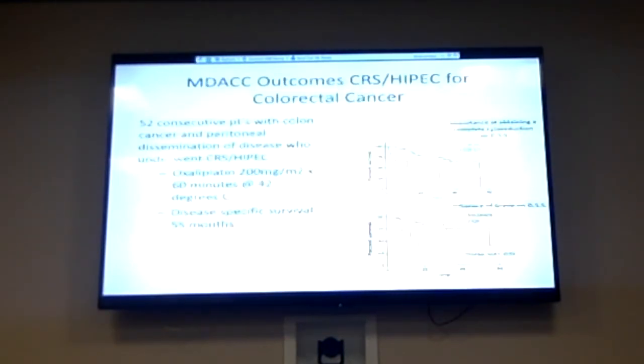Skip that. So here's our data from MD Anderson using CRS HIPEC for colorectal cancer. 52 consecutive patients with colon cancer and peritoneal dissemination of disease who underwent CRS and HIPEC used oxaliplatin for 60 minutes, and we looked at disease-specific survival and saw that overall it was about 55 months. And you can see here that if you get good cytoreduction, it's a lot better than if you don't. And also if you have high grade versus moderate grade, that also makes a difference.